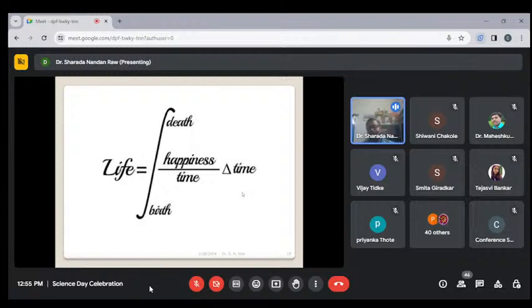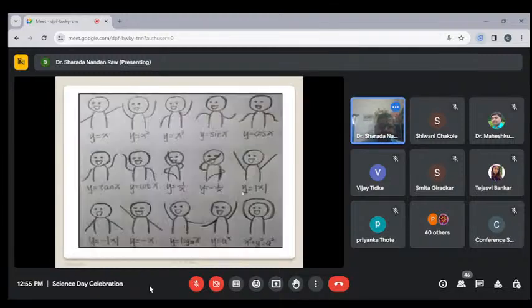So life, what is life? Life is the integration of the ratio of happiness and time, with respect to time, limit from birth to death. This is represented as life. How can you integrate the life?